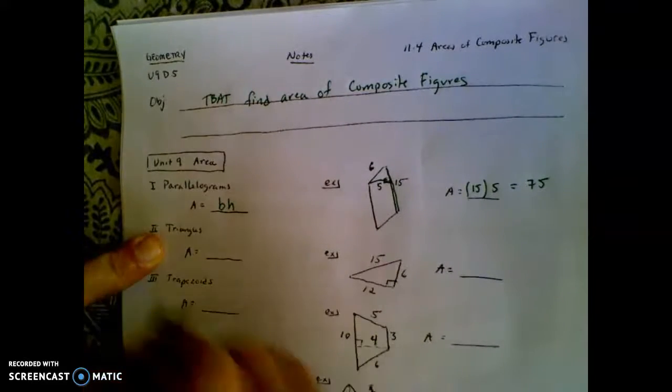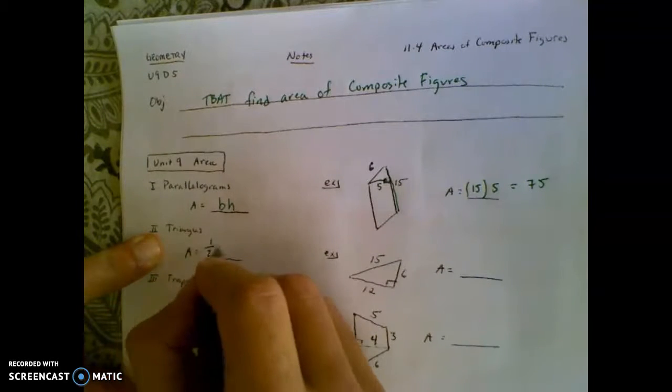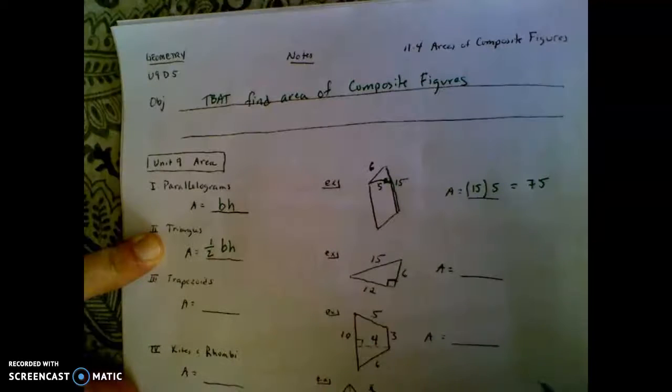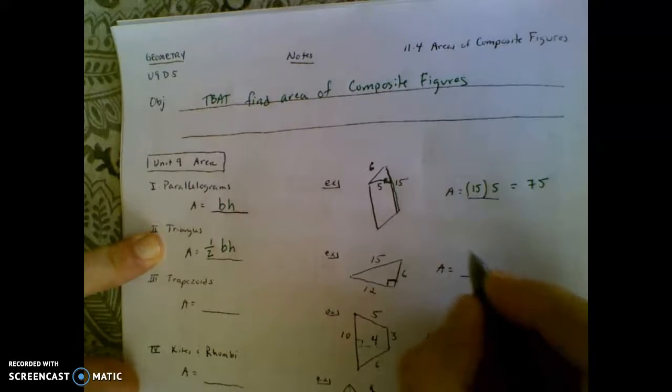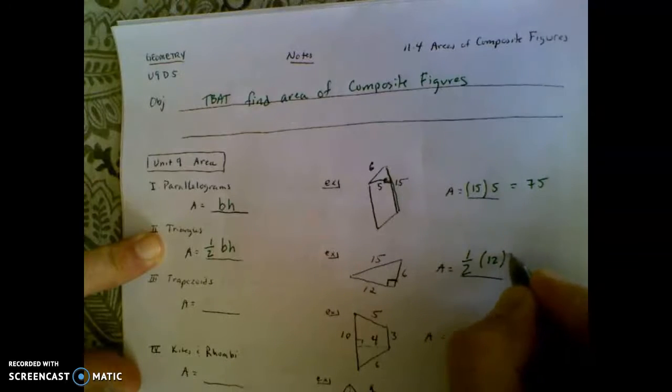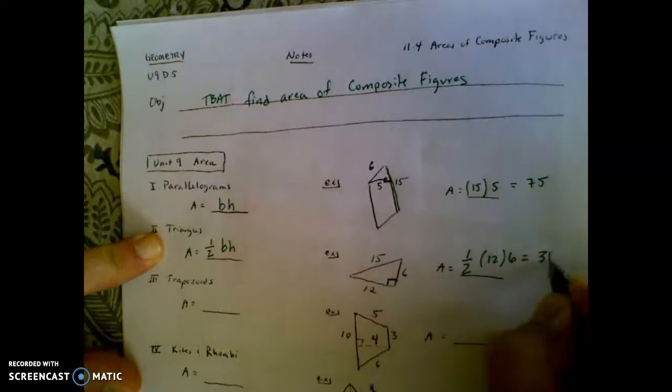Down here, a triangle. Remember, a triangle is just half of a parallelogram, so it's 1/2 the base times the height, where base and height have to be perpendicular again. I see perpendicular right there, which means 12 and 6 must be the base and the height. So this would be 1/2 times 12 times 6. That's equal to 36.